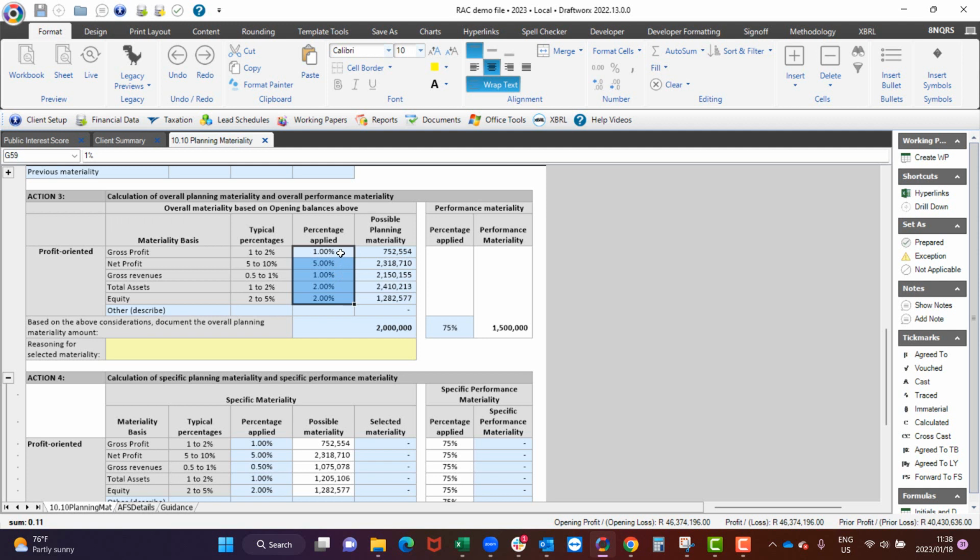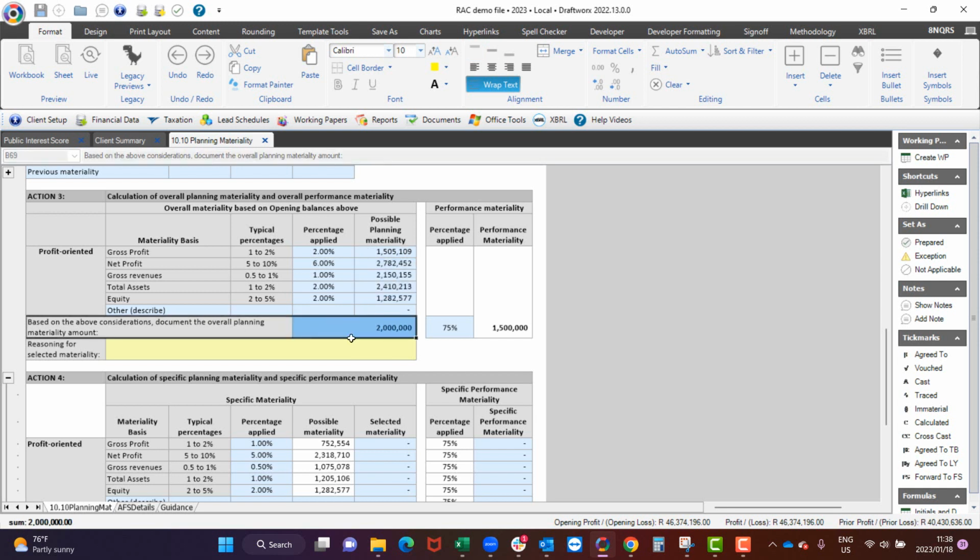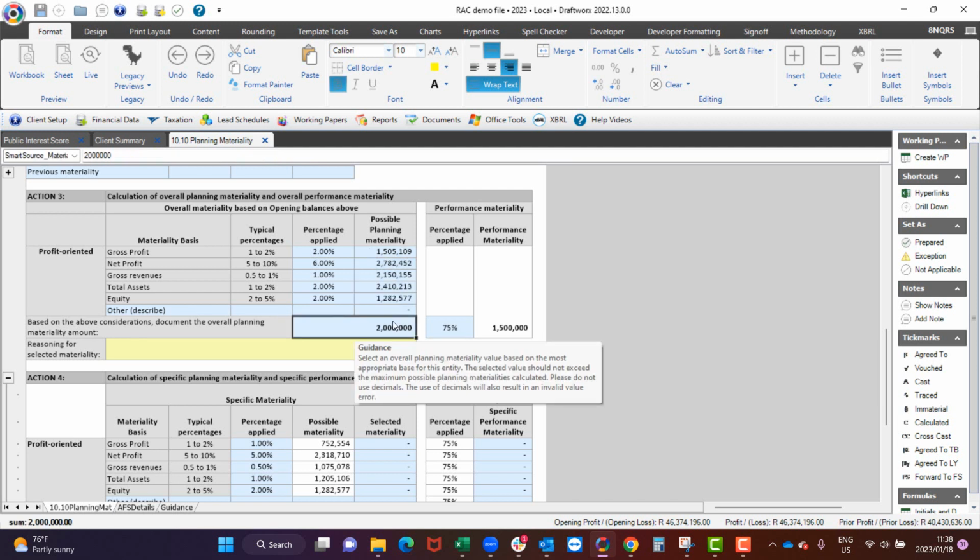The percentages selected to be applied, let's say 2% of gross profit, 6% of net profit, 1% of revenue, 2% of assets, 2% of equity, that's fine. Now we get possible planning materialities, and from here we need to decide what the actual planning materiality should be. So we are guiding you in calculating a few sets of possible planning materiality figures. However, we still put the ball in your court. We still ask you to put the final nail in the coffin and tell us what materiality figure you would like to use in this file.